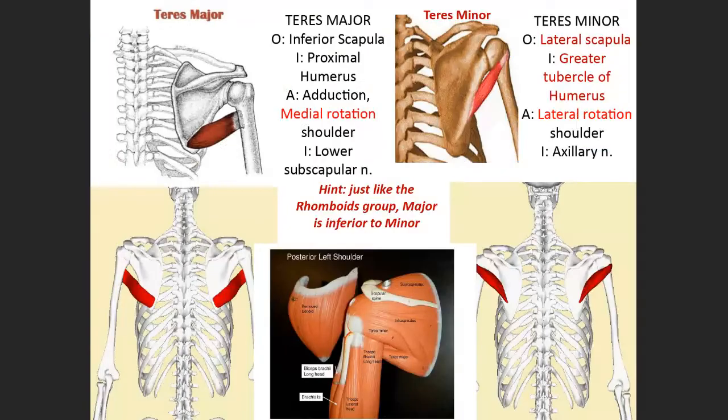The next one, and this is all on the posterior region of the shoulder, is the teres minor. I put the major here because it's actually below the minor. The minor is going to originate along the lateral scapula, and it's also going to insert into that greater tubercle of the humerus. And this one also is going to be a lateral rotator. Okay. And the nerve on this is also the axillary nerve. Remember, the axillary nerve also innervated the deltoid.